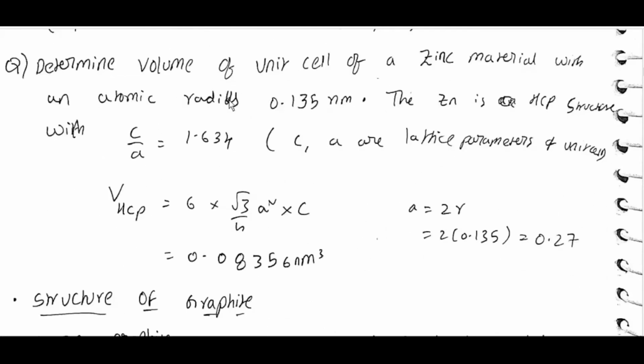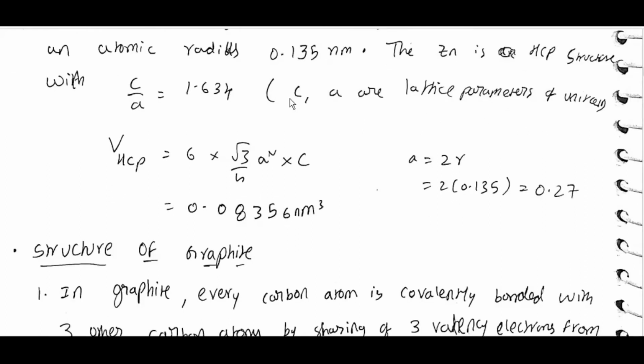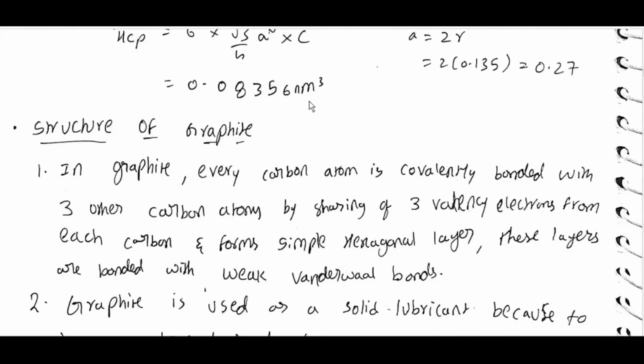Determine the volume of the unit cell in a zinc material with an atomic radius of 0.135 nanometer. The zinc is HCP structure with c by a of 1.634. c and a are lattice parameters. V HCP is equal to 6 into root 3 by 4 a square into c. a is equal to 2r, which is equal to 2 into 0.135, which is equal to 0.27 nanometer. The volume is 0.08356 nanometer cube.